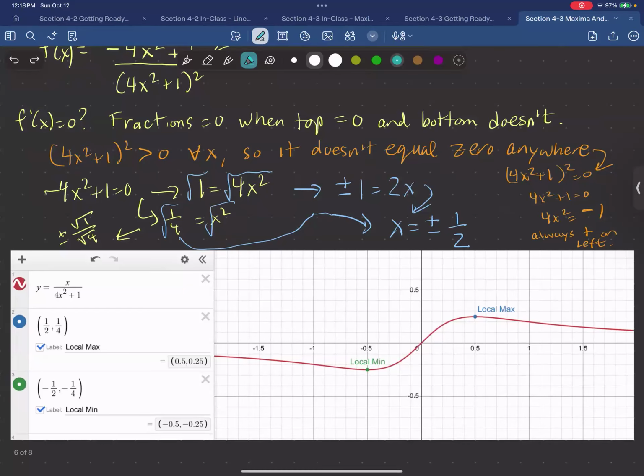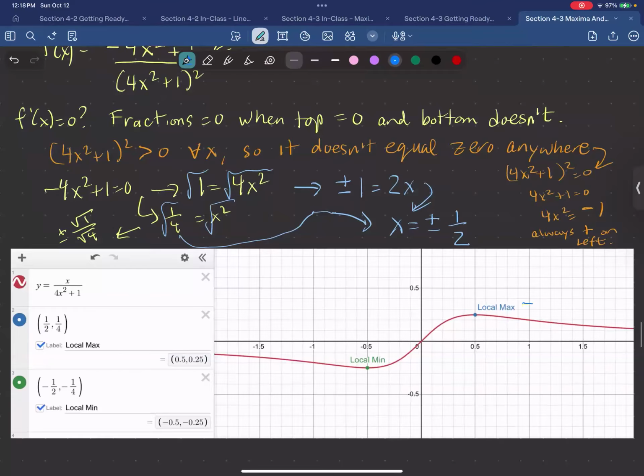So I found the local max and local min. The local max is 1/4 at x equals 1/2. Oop, wrong color. And we have a local min of negative 1/4 at x equals negative 1/2.